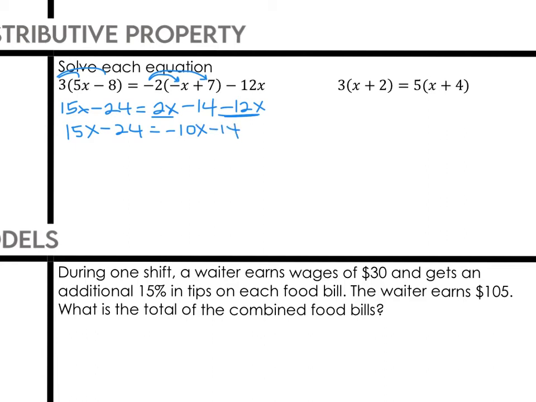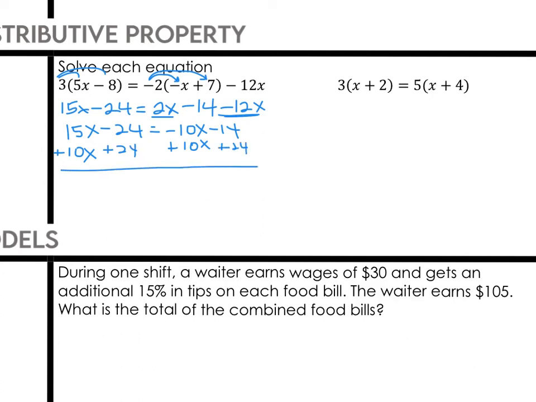With variables on each side, let's move one of the x's over. I'll take the negative 10x and I'll move it to the left by adding it. That means we'll take the negative 24 and move it to the right by adding as well.